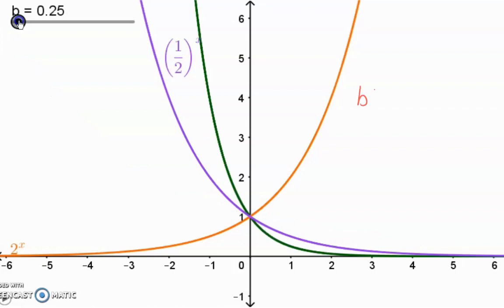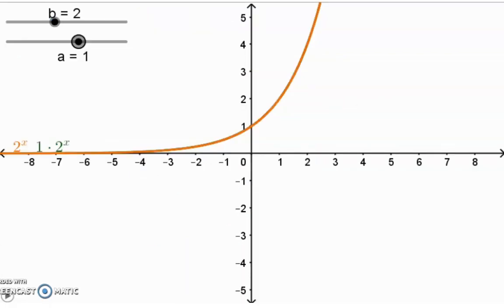Therefore, we can say that a b value that is bigger than 1 forms an increasing curve, and a b value that is smaller than 1 but also bigger than 0 forms a decreasing curve. Next, we can have a look at what the influence of the a value is. At the moment, we have an a value of 1. If I go and increase this a value, the graph will be stretched vertically.